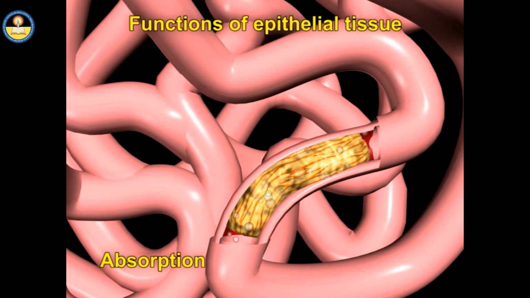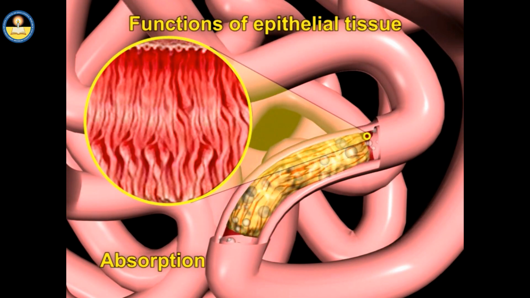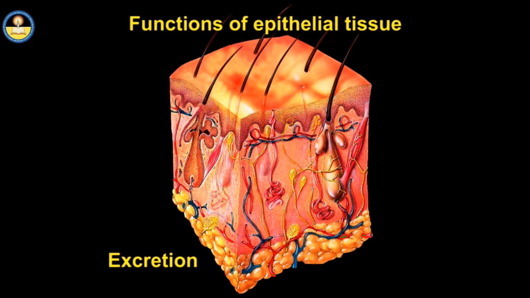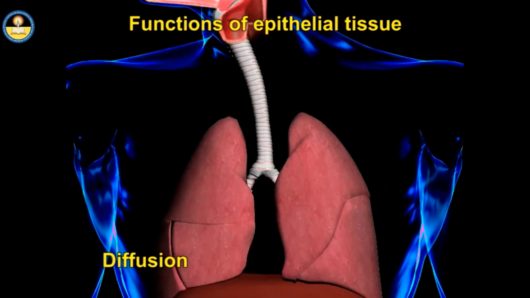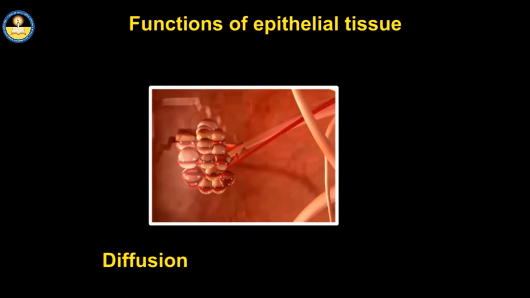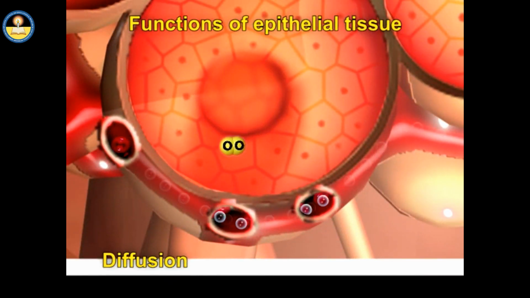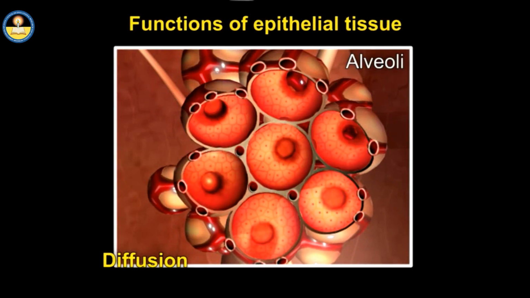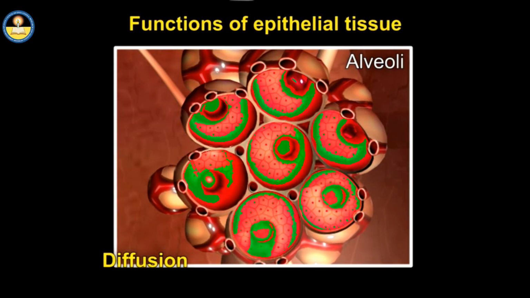Absorption. Certain epithelial cells lining the small intestine absorb nutrients from the digested food. Excretion. Sweat is also excreted from the body by epithelial cells in the sweat glands. Diffusion. Simple epithelium promotes the diffusion of gases because they form a thin lining which is ideal for the diffusion of gases.